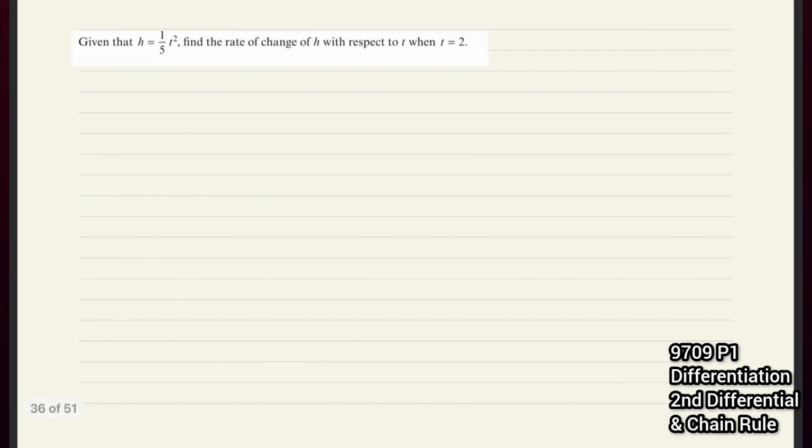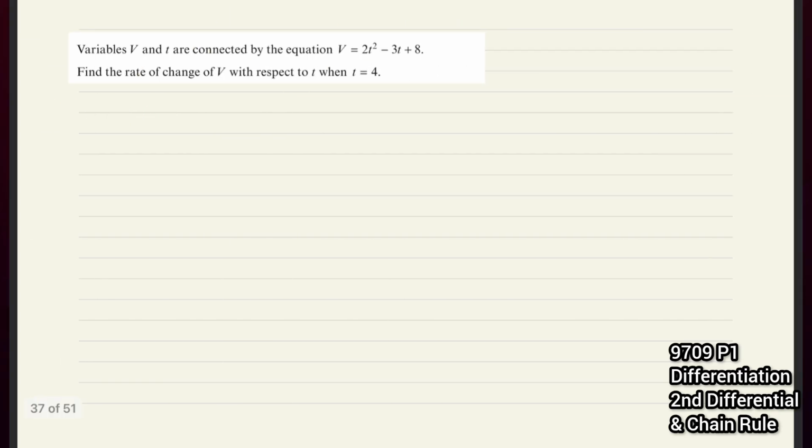Let's start. Given that h is equal to t square upon 5, find the rate of change of h with respect to time when t is equal to 2. We have to find dh by dt, the rate of change of h. This is h in terms of t already, so dh by dt can be calculated by differentiating it. This is 2t upon 5. We put t equal to 2 here, and this gives me 4 upon 5 is equal to dh by dt. But where is related rate of change here? In this question, we don't have related rate of change. We just wanted to explain what is rate of change.